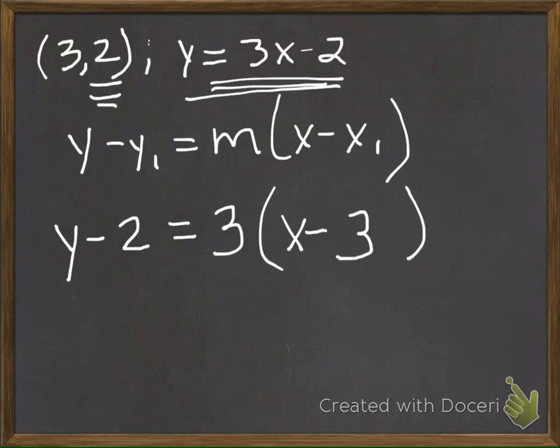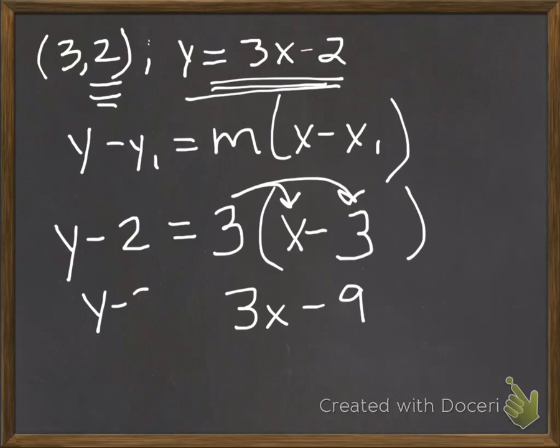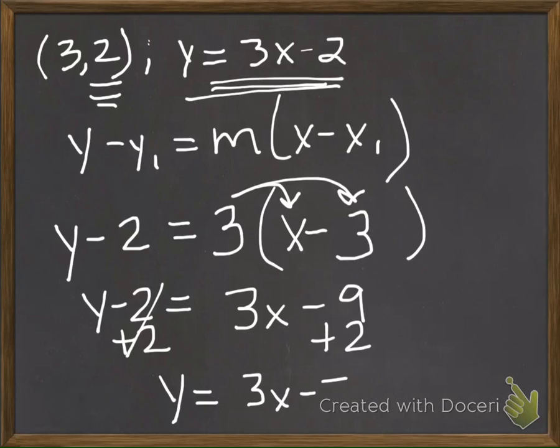Once you get it to this problem, you will then solve it by distributing the 3 out to the x. 3 times x is 3x, and 3 times negative 3 is negative 9. Y minus 2 will remain the same on the left side. Now the only thing you have to do is, you see it's already becoming y equals mx plus b, and you need to get rid of the minus 2 by adding 2 so that y will be by itself. Add 2 to the right side, and you'll be left with y equals 3x minus 7.